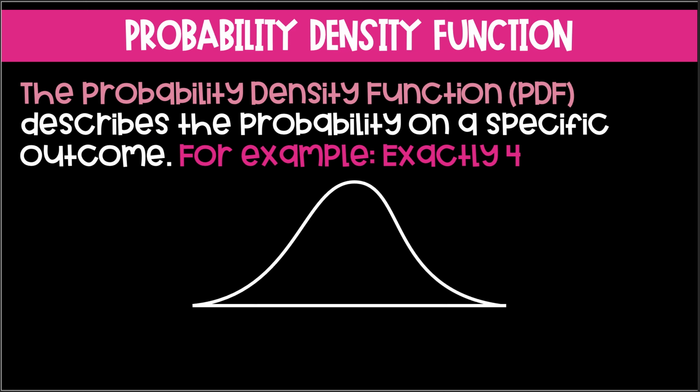Think of the probability density function, or the PDF, as being used when you're computing the probability of exactly a number. For example, if we're looking for the probability of exactly 4, you just locate your 4 in your distribution. What's the probability that it's just that value? Exactly 4.